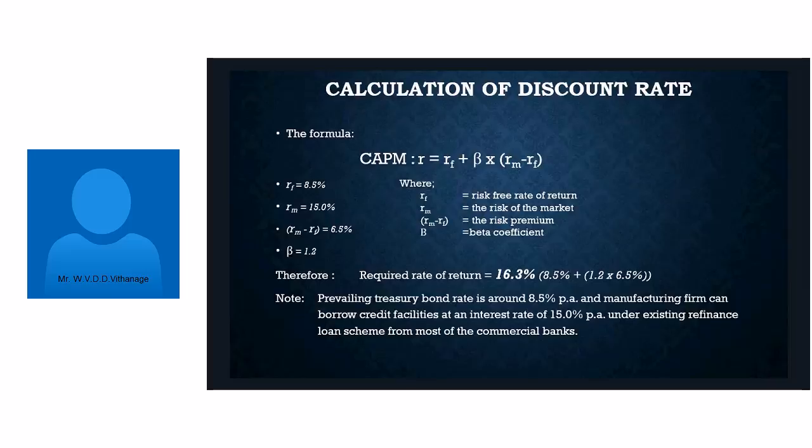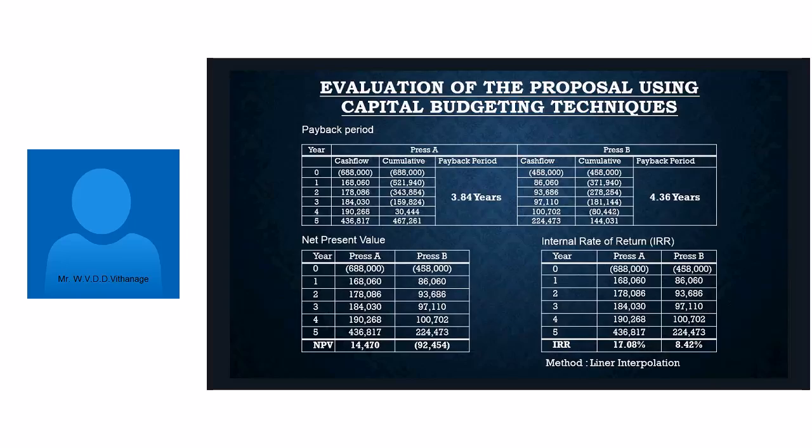Then the evaluation process, I used three methods: payback period, net present value, and the IRR. The payback period for both machines is less than 5 years. PES A is 3.84 years, and PES B is 4.36 years. And the net present value, PES A has a positive value of 14,470, but PES B has a negative value.